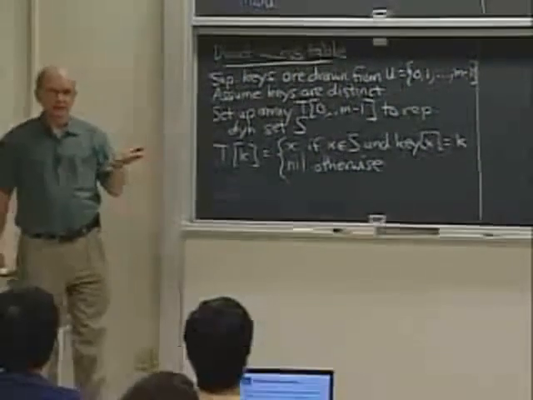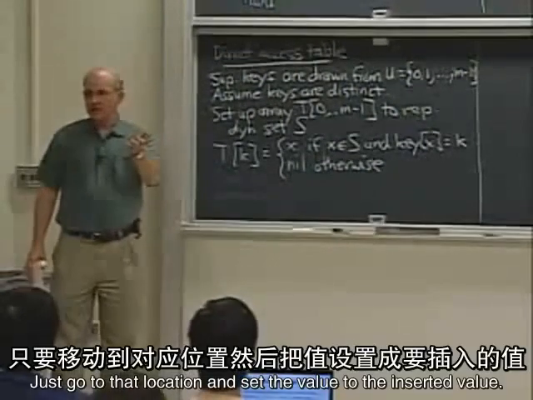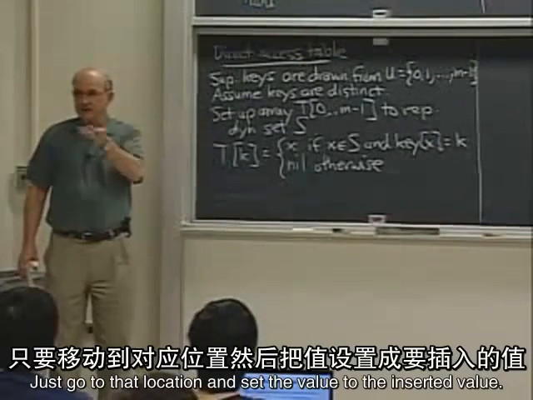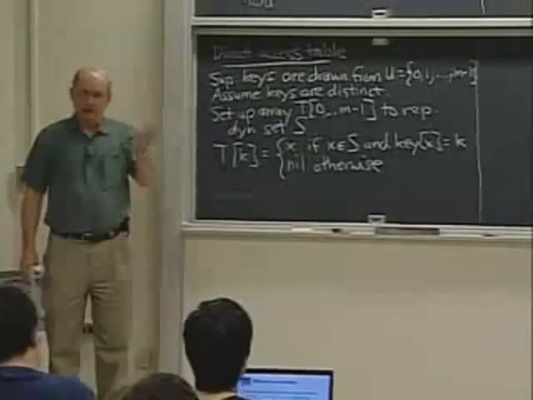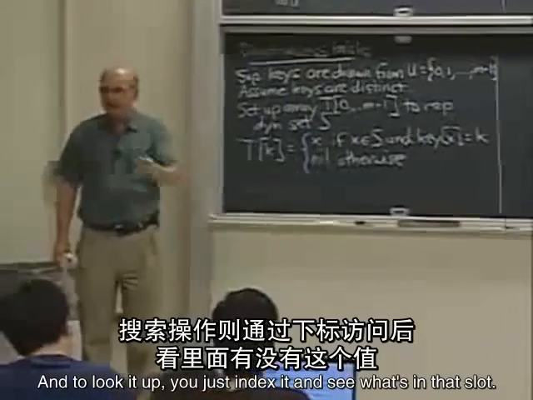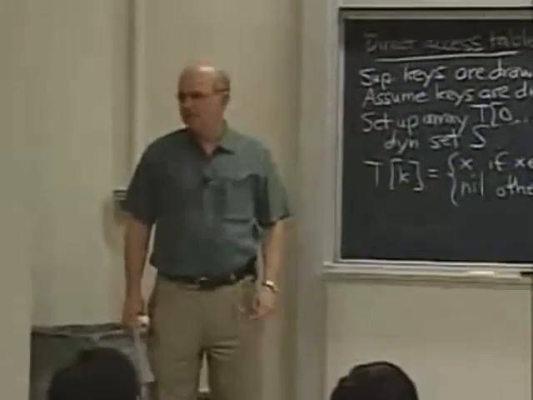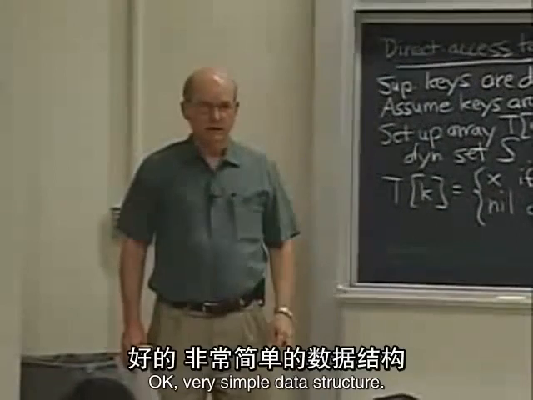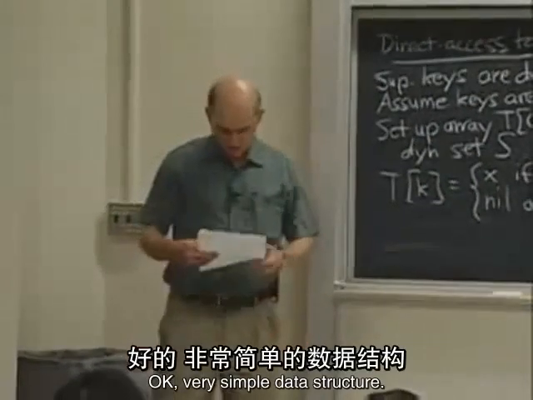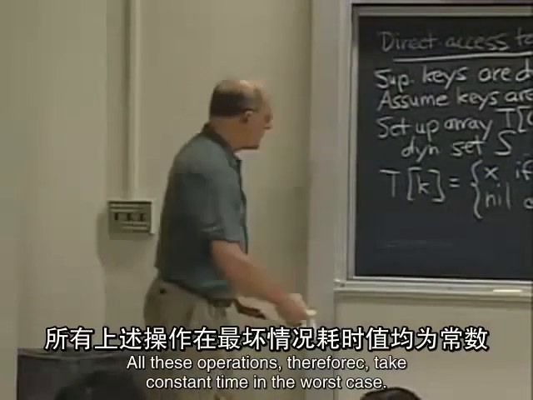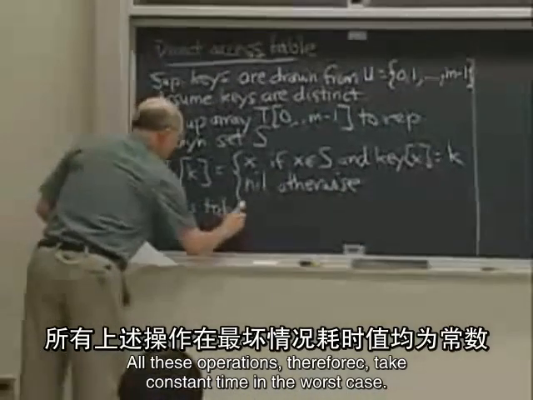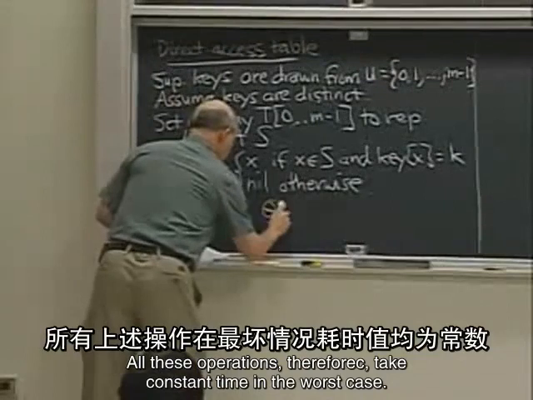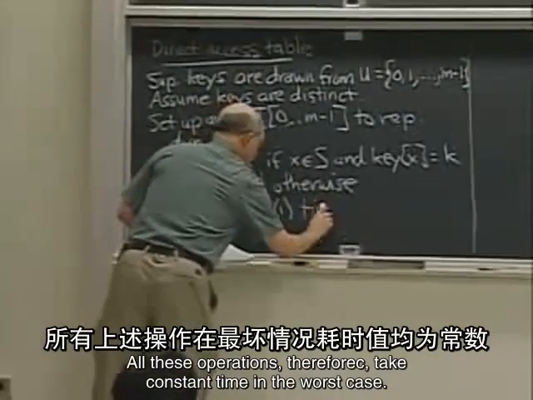Insertion, just go to that location and set the value to the inserted value. For deletion, just remove it from there, and to look it up, you just index it and see what's in that slot. Very simple data structure. All these operations, therefore, take constant time in the worst case.